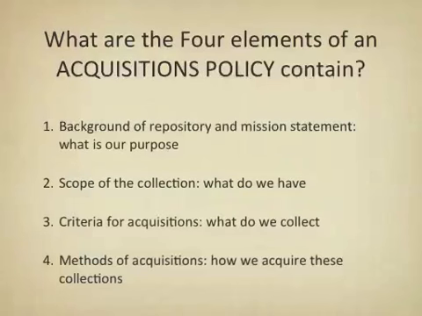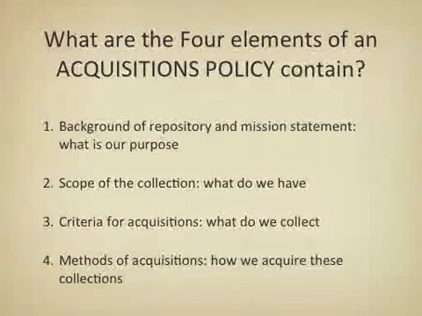So what are the 4 elements of an acquisitions policy? 1, most important, a mission statement. What is your mission? Then the second element would be the scope of the collection. What do we have in our archives? Number 3, criteria for acquisitions. What do you collect and why are you collecting these things? And 4, methods of acquisitions, and that would be how we acquire these collections. And as I said previously with my example, it could be through donation, through transfer, or purchase.